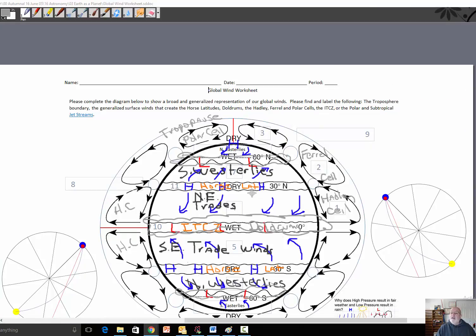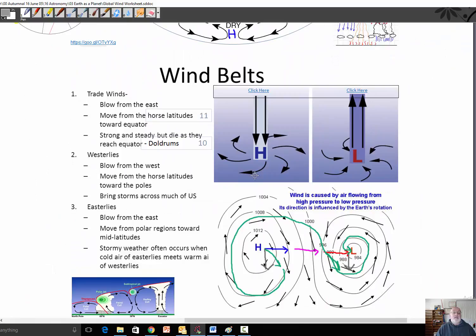Okay, so if I go down, here's where we actually have the horse latitudes. There's where we have the doldrums, where the air moves from the horse latitudes toward the equator, and the strong, steady wind moves towards the equator, but it dies, called the doldrums. The westerlies blow from the west, easterlies blow from the east, and these actually bring storms across the United States, and this usually brings stormy weather to the westerlies.